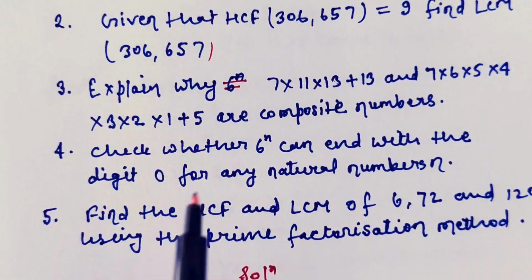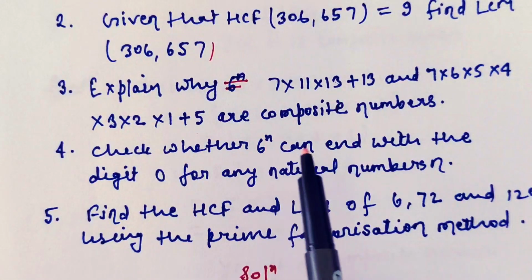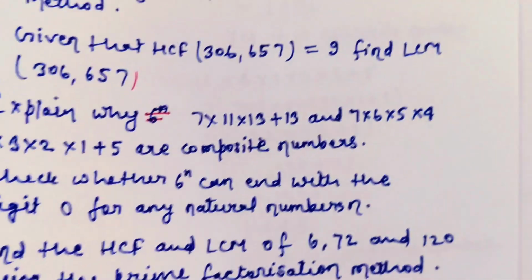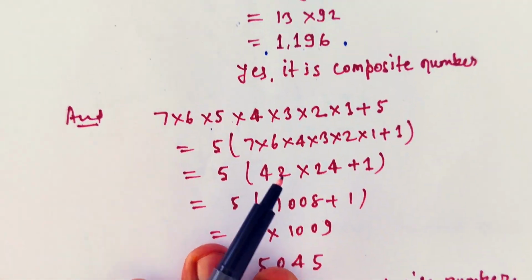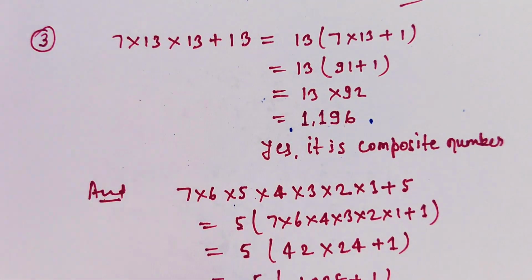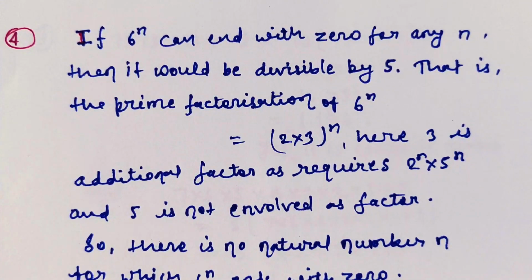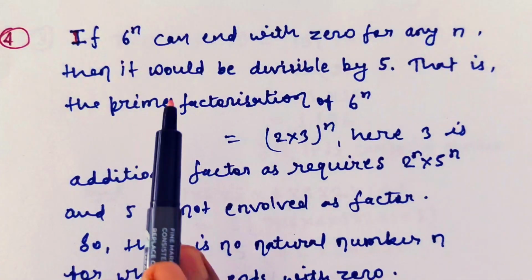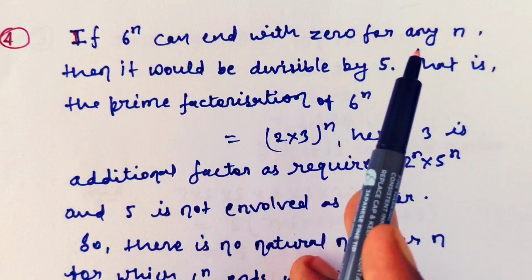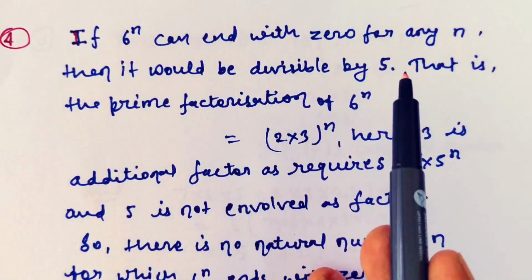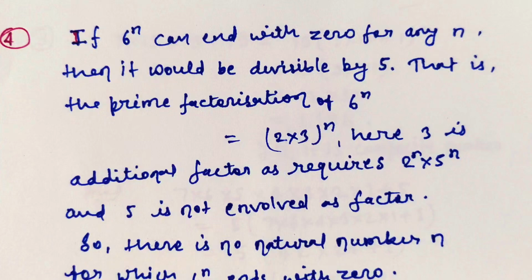Question number 4 is telling us to check whether 6 power n can end with the digit 0 for any natural number. Okay, so how can it end with 0? So let us start. This is question number 4, which is important and maybe a difficult question. Here, if 6 power n can end with 0 for any natural number n, then it would be divisible by 5. Okay, it is written in the statement.